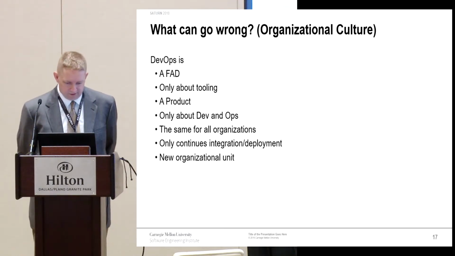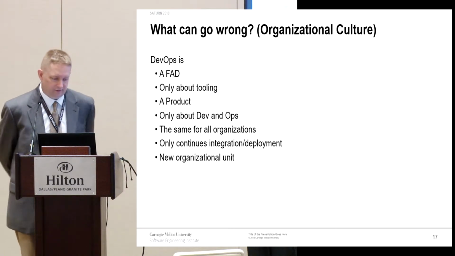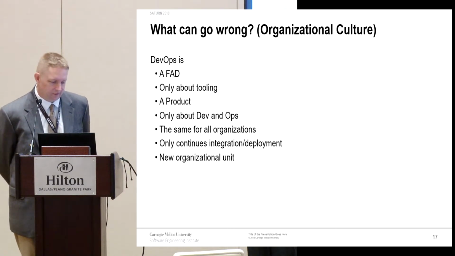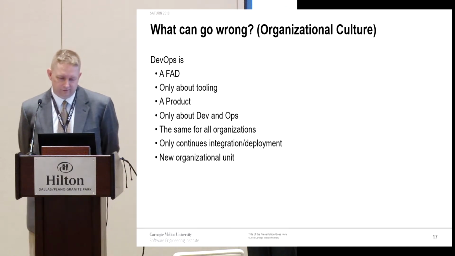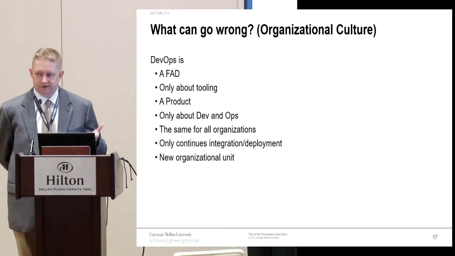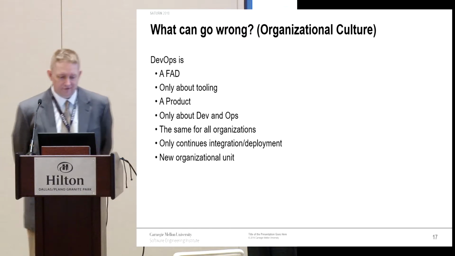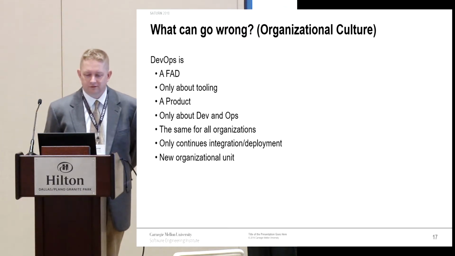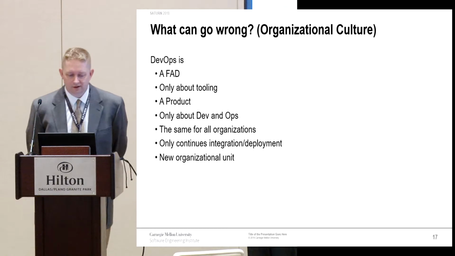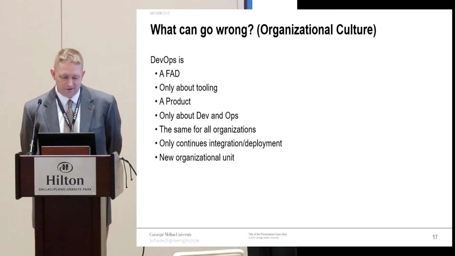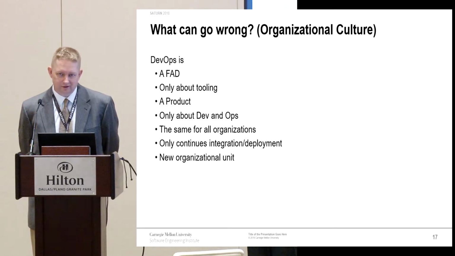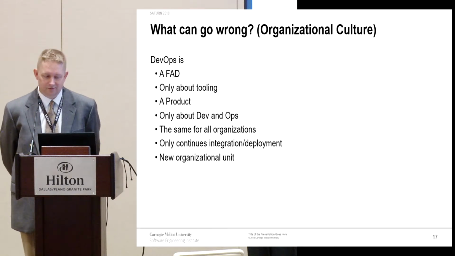There are technical problems, and then there's organizational culture, right? The organizational culture problems are where you run into some of the characterizations of DevOps, right? It's a fad. It's only about tooling and automation. I can just buy a product for that and we'll have DevOps. It's only about Dev and Ops, so none of the other groups in our organization need to be concerned with it.